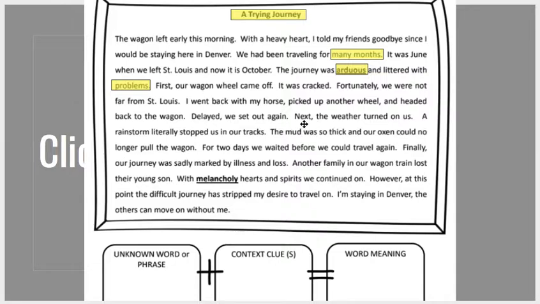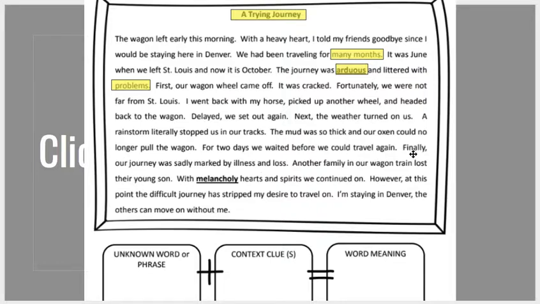Remember, we've got a transition word here, so if we were summarizing, we'd know what's next. The weather turned on us. A rainstorm literally stopped us in our tracks. The mud was so thick, and our oxen could no longer pull the wagon. For 2 days we waited before we could travel again.